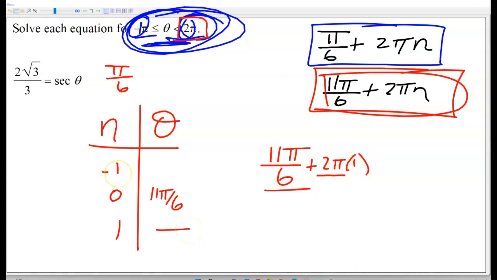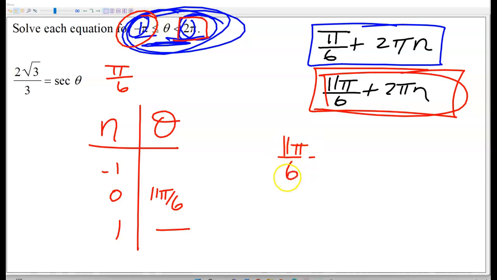Let's go ahead and do subtraction though. So what if I subtracted or plugged in a negative 1 instead? Will it fit in the interval between negative pi and positive 2 pi? Let's see. Okay, so that's going to end up being minus 2 pi again, getting that common denominator.